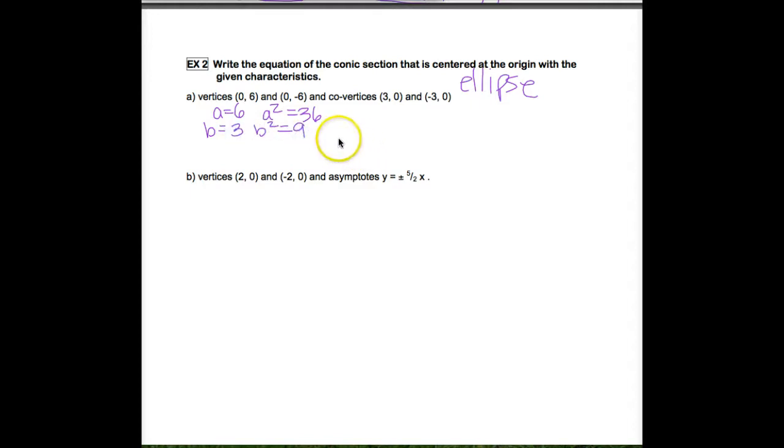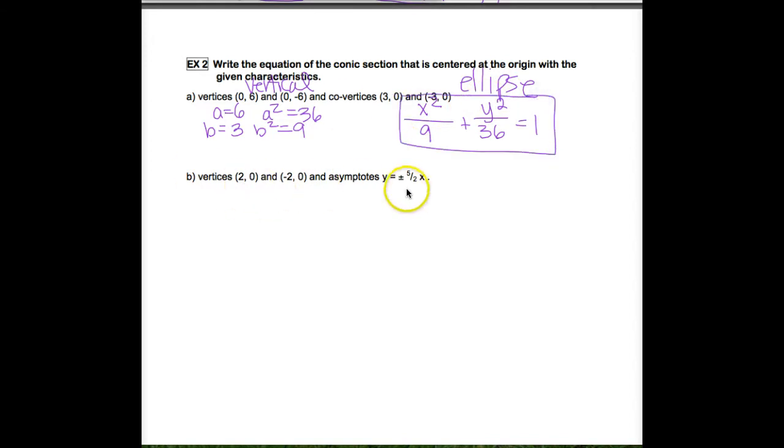Once you have that, you can right away know how you are supposed to write it, because this one, if the vertices are 0, 6, that means that the vertices are on the y-axis, so this is a vertical ellipse. So x squared over the smaller axis is 9, because the bigger one, if it's vertical, goes with the y, so y squared over 36 equals 1. Much easier than doing the graph. So much less that we have to do there. So there's that final answer.